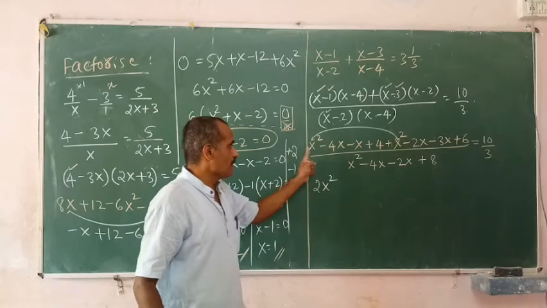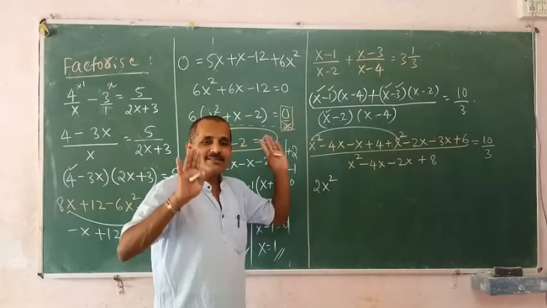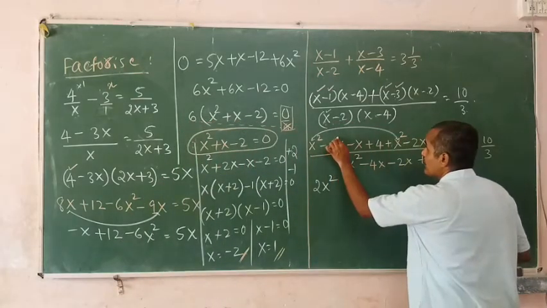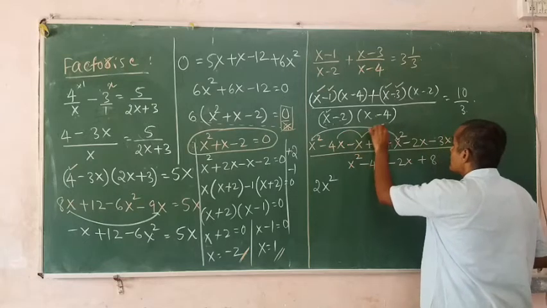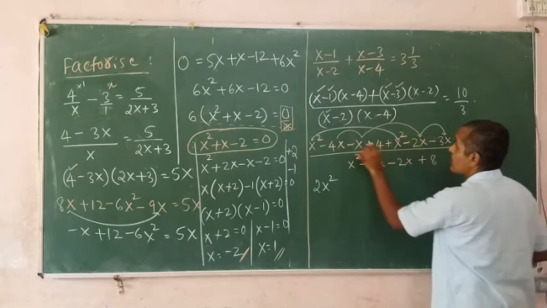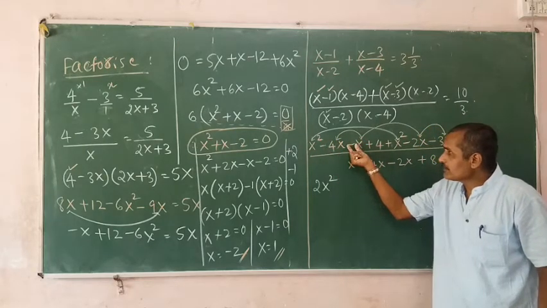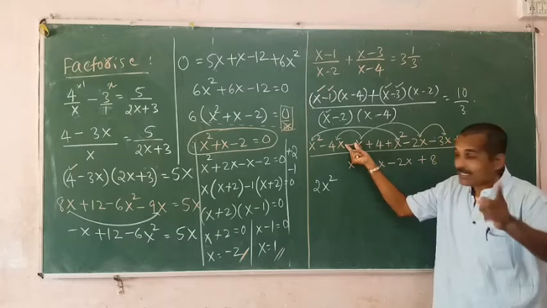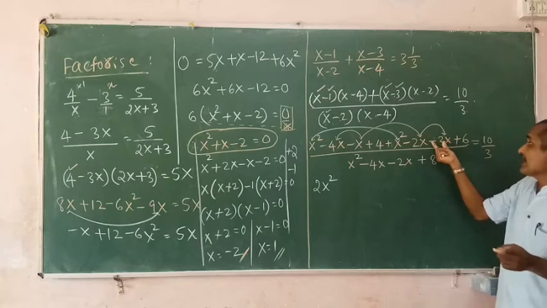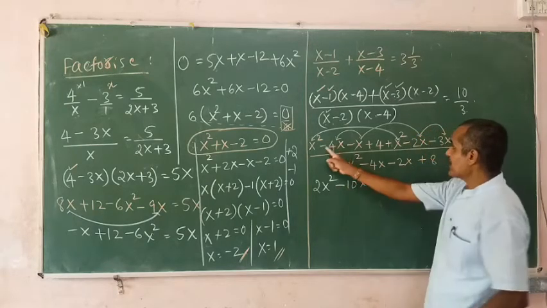The x square coefficient is 1 and 1, 1 plus 1 is 2, so x square remains as it is. But when you come to the x term, there are 4 terms of x: minus 4, minus 1 is minus 5, minus 5, minus 2 is minus 7, minus 7, minus 3 is minus 10. This is minus 10x. All are negative.